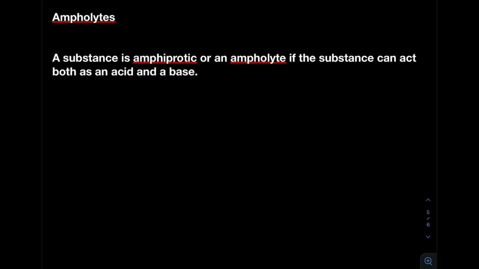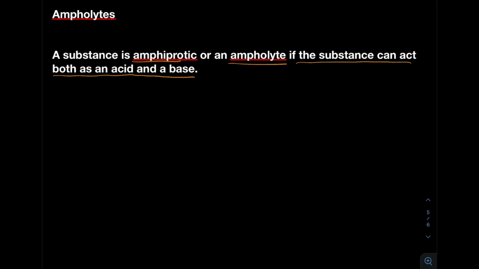Let's look at the ampholytes. A substance is amphiprotic, or is an ampholyte, if the substance can act both as a base or an acid. So in other words, it has dual characteristics. It acts as a base, it acts as an acid. It depends on what it reacts with. Now let's take an example of water. Water is one of the good examples of substances that are amphiprotic.